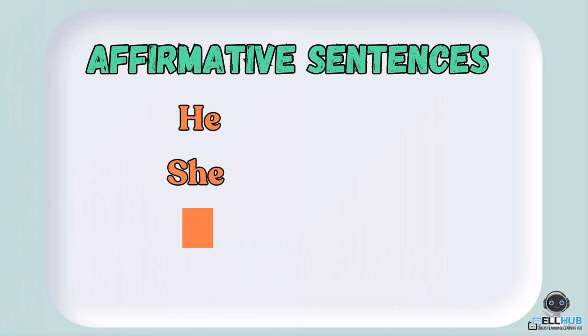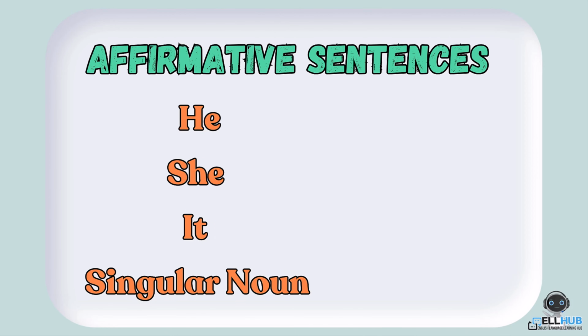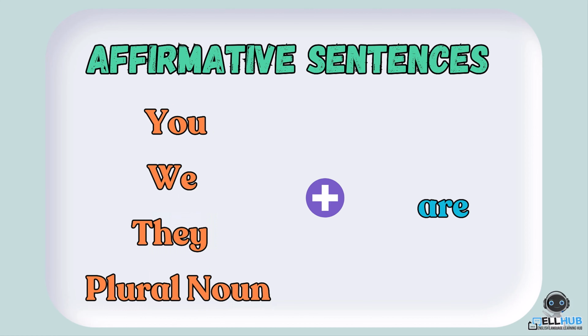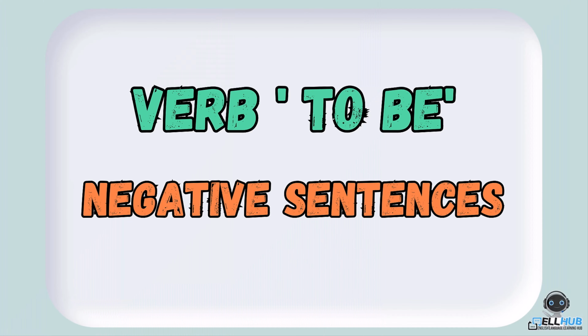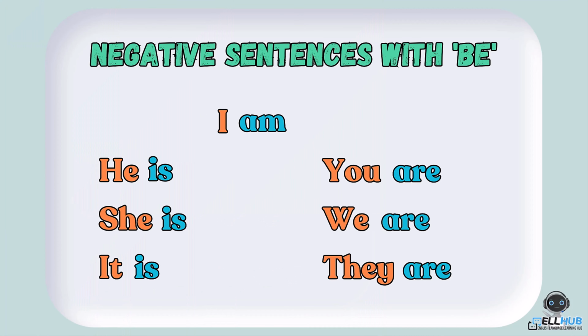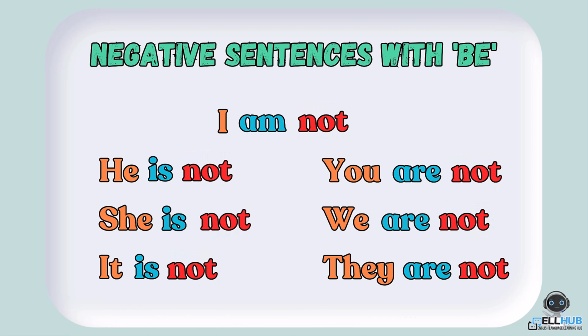Whether you're using a pronoun or a noun, it's important to choose the correct form of the verb be to match the subject in number, singular or plural. In the present simple tense, the verb to be can also be used in its negative form to express the opposite of a statement. To form a negative sentence with the verb be, we simply add not after the verb. It's that easy. Let's look at some examples.